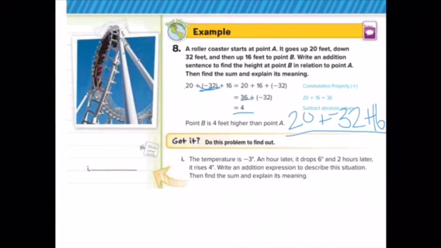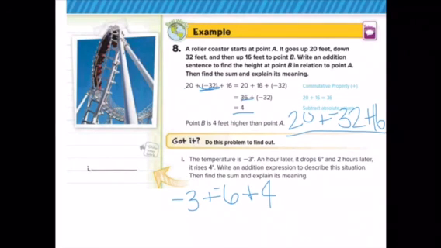We're going to try the next word problem. If you'd like to try it on your own, go for it. Pause me and we'll come back and check it together. The temperature is -3. An hour later, it drops 6 degrees, so plus -6. 2 hours later, it rises 4, so a positive 4. Write an addition expression to describe this situation. Then find the sum and explain its meaning.